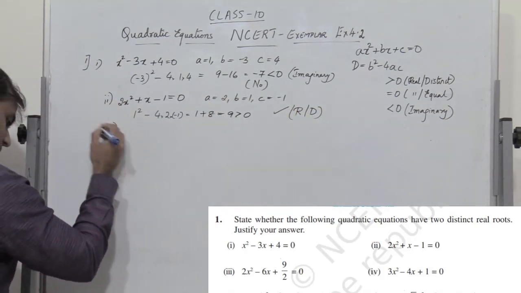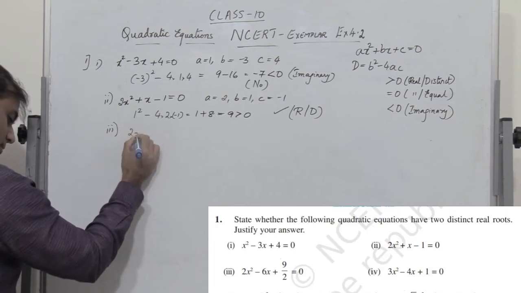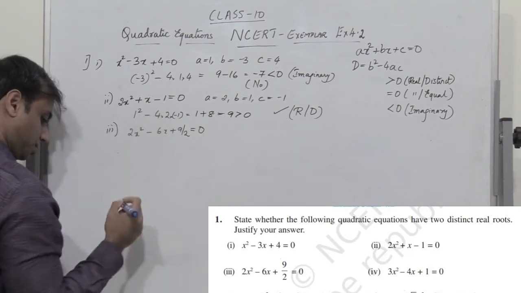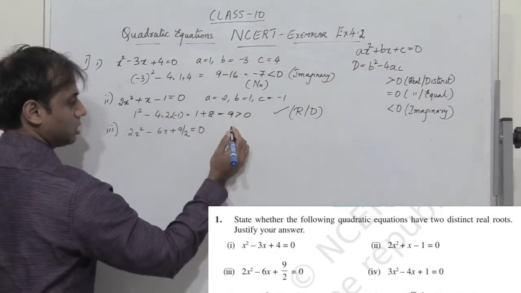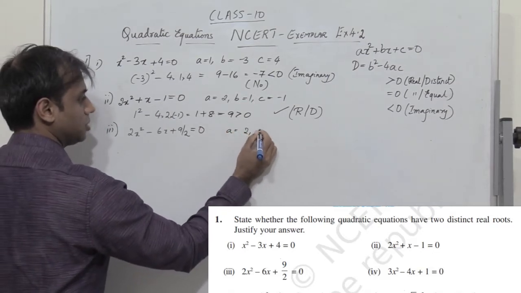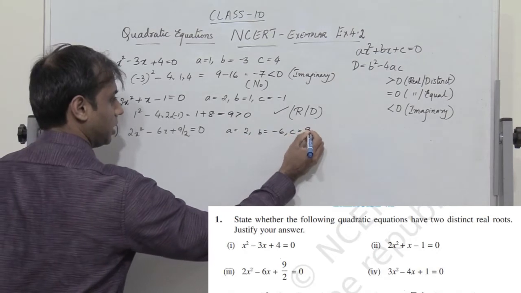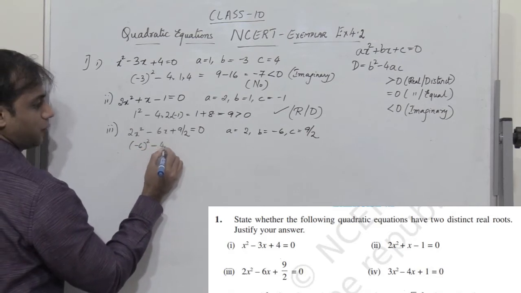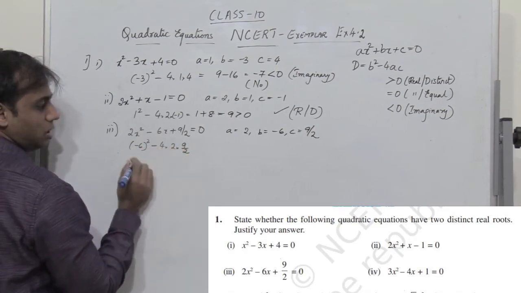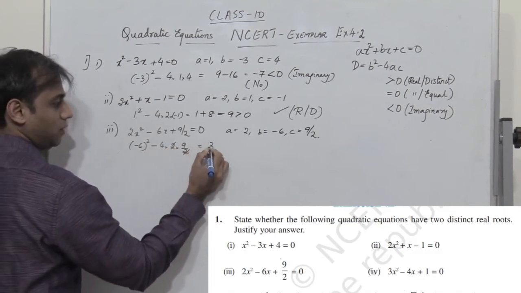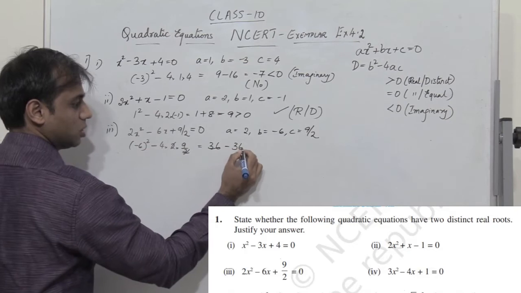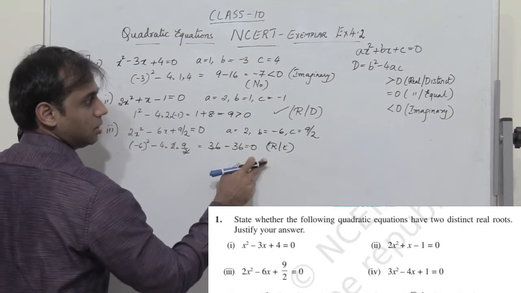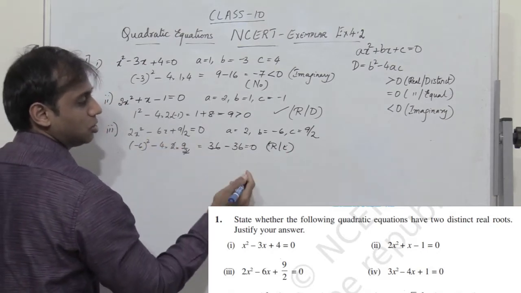3, 2x square minus 6x plus 9 by 2 equals 0. So again comparing it with ax square plus bx plus c equal to 0, a equals 2, b equals minus 6, c equals 9 by 2. So b square is minus 6 the whole square minus 4 into 2 into c is 9 by 2, 2 gets cancelled. So you have 36 minus 9 4s are 36, which is equal to 0. So you have real and equal roots here. So therefore the roots are not real and distinct.